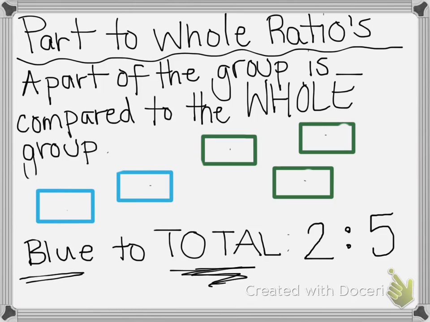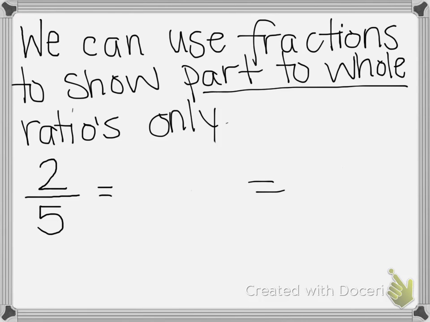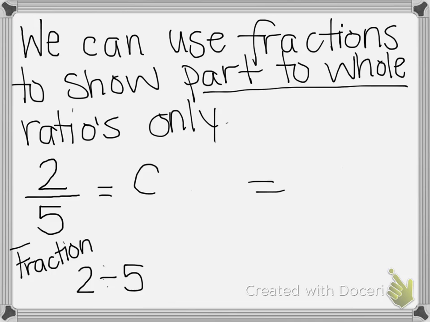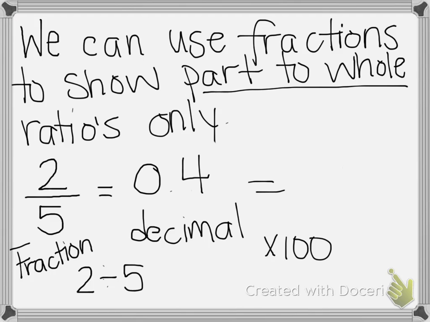Now if we have a part-to-whole ratio, we can use a fraction to show what your ratio is, because you have essentially 2 blue rectangles out of the total number of rectangles. If we divide this in our calculators, 2 divided by 5, we can change it into a decimal, which is 0.4. If we take our decimal and multiply it by 100, we can get it as a percent. And we see that we get 40%.